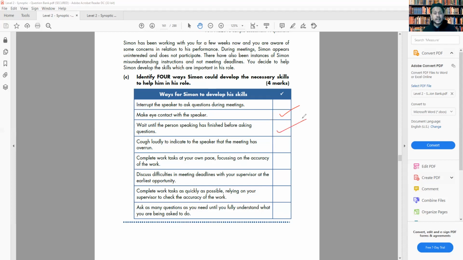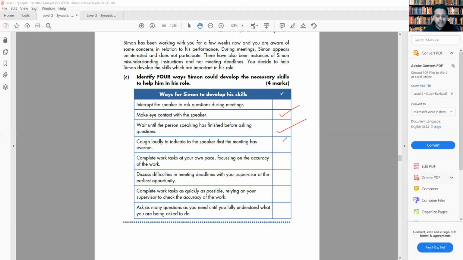Wait until the person speaking has finished before asking any question. So you have to wait until the person is talking, and after that, you ask the question, because if you keep asking in the middle, the way he had a plan to do, maybe it's not going to be possible, and that will maybe be a distraction on the way he wants to present something. So you wait until he finishes, and you basically ask any question you have.